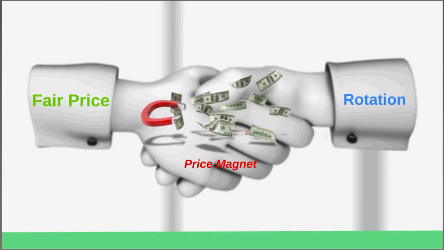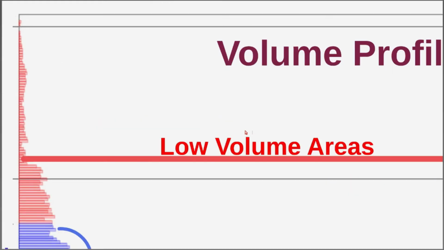So high volume areas become price magnets. So it's one of the attributes of the element of a high volume area: rotation, fair price, and it acts as a price magnet. The next element in the volume profile are these low volume areas.